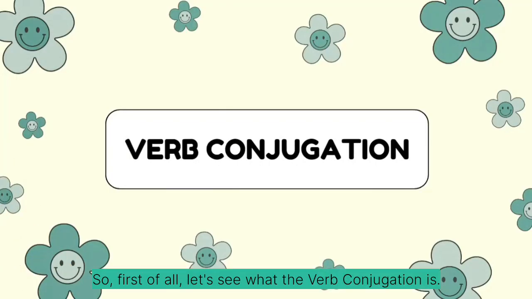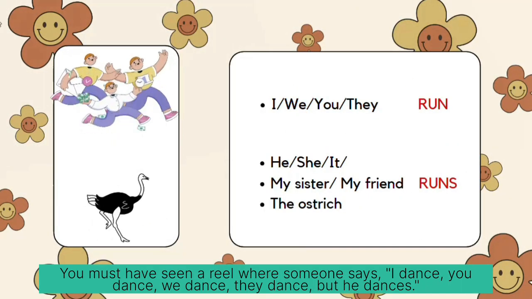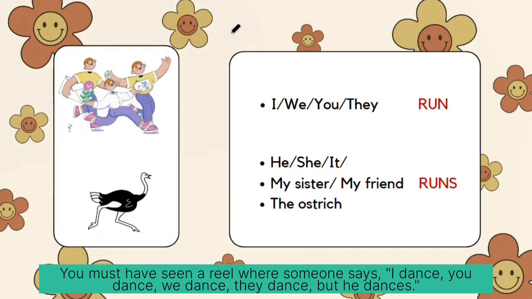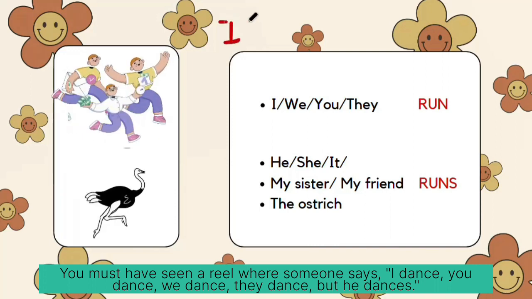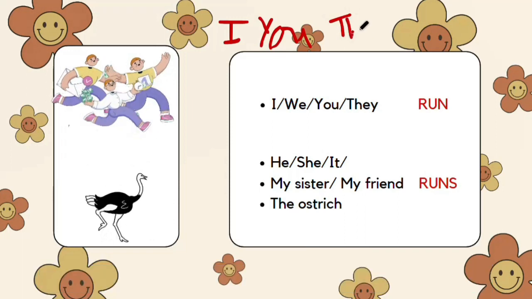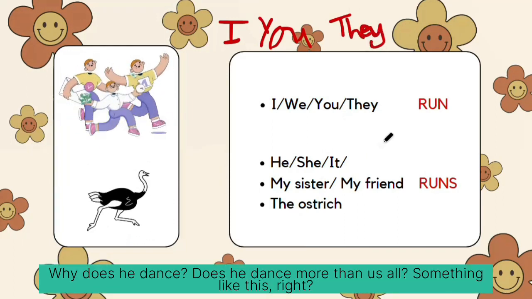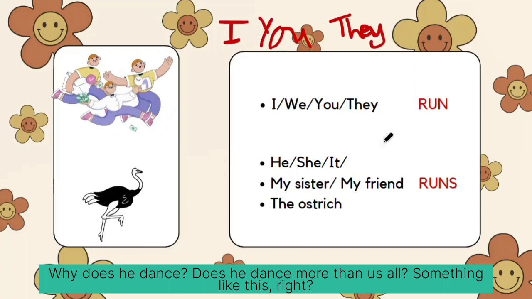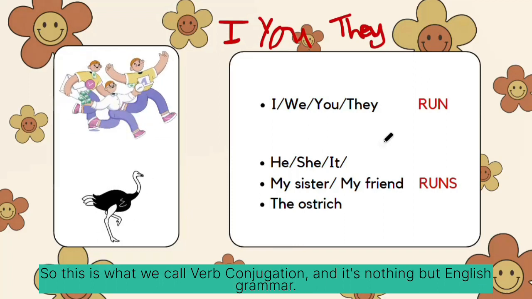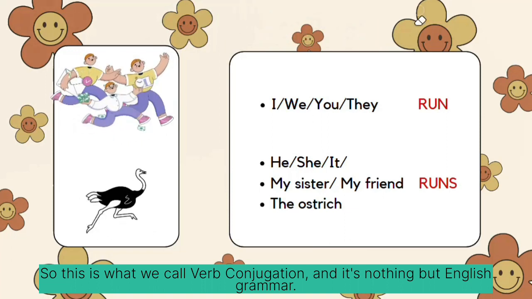So first of all, let's see what is verb conjugation. You must have seen a reel in which someone says, I dance, you dance, we dance, they dance, but he dances. Why he dances? Does he dance more than we all? Something like this, right? So this is what we call verb conjugation, and it's nothing but English grammar.